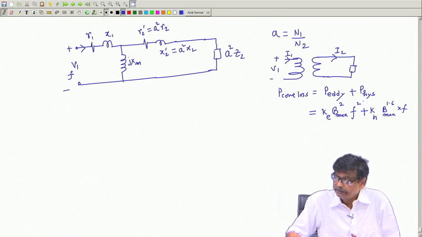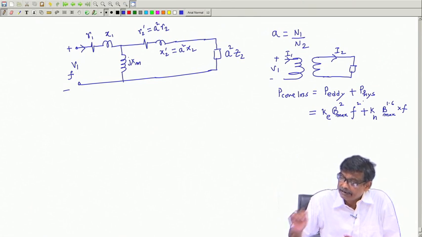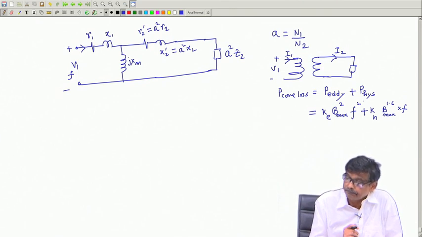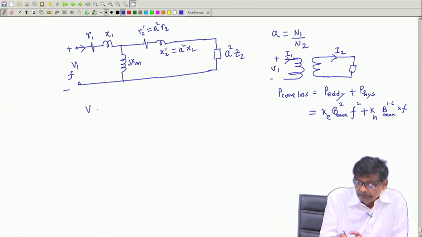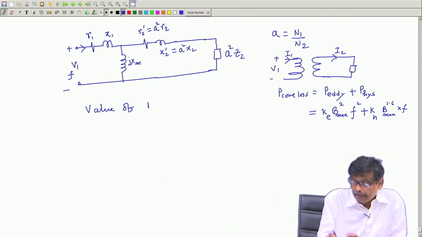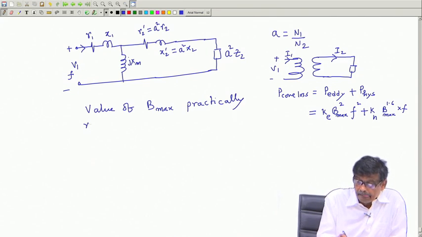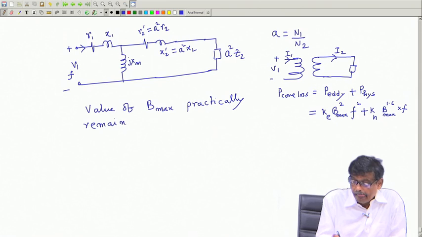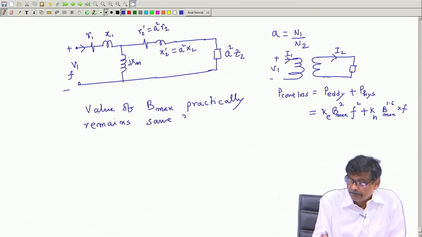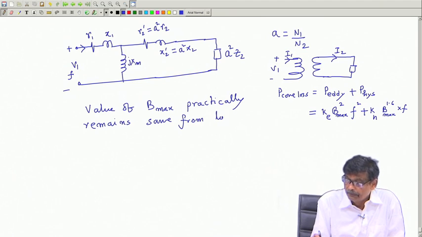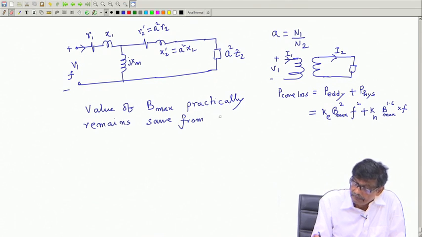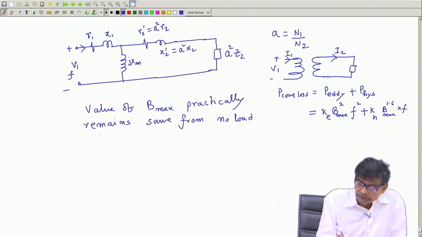F being constant, therefore, the hysteresis and eddy current loss depends upon B max, and the value of B max, we have seen, practically remains the same from no load, sorry, to loaded condition or full load condition.